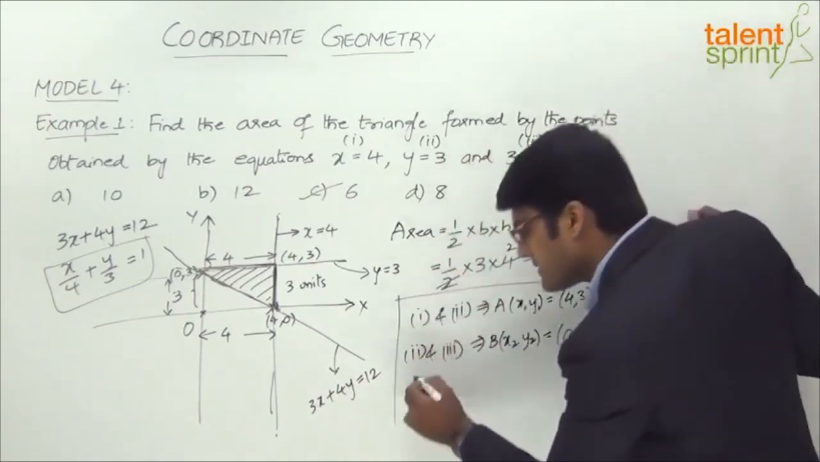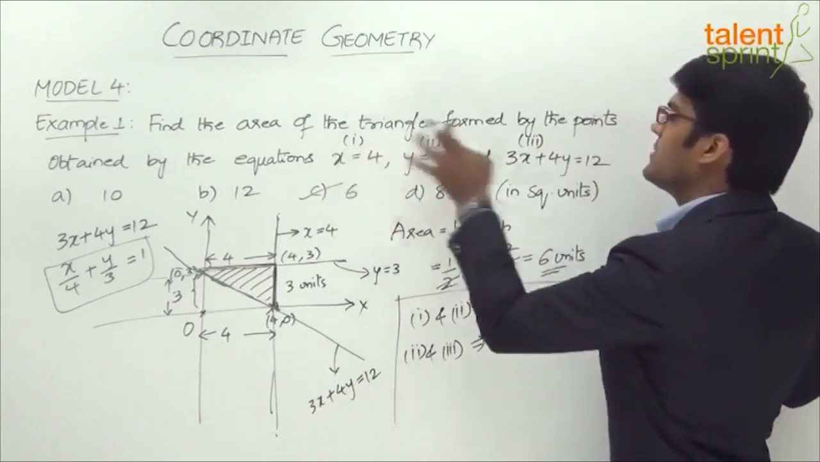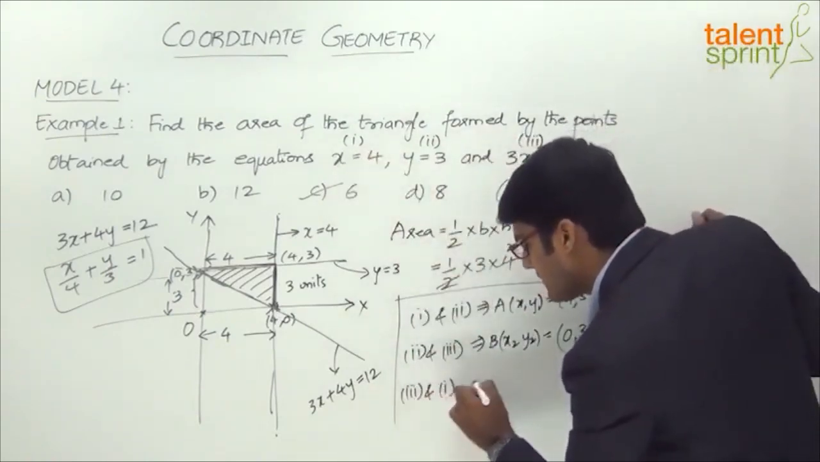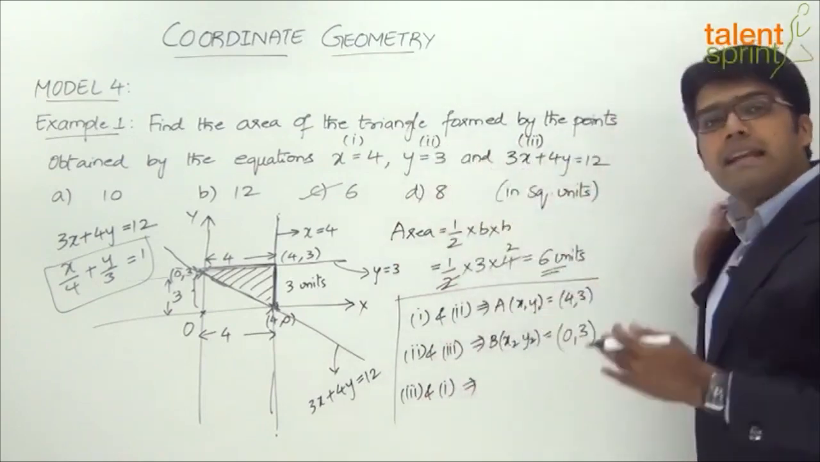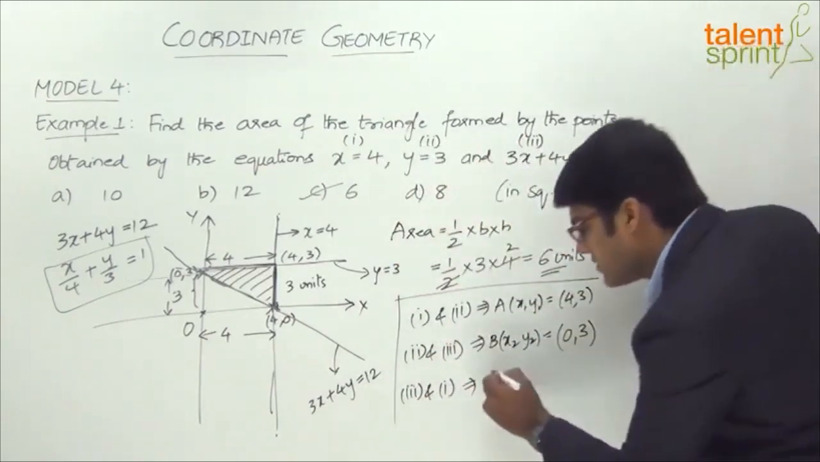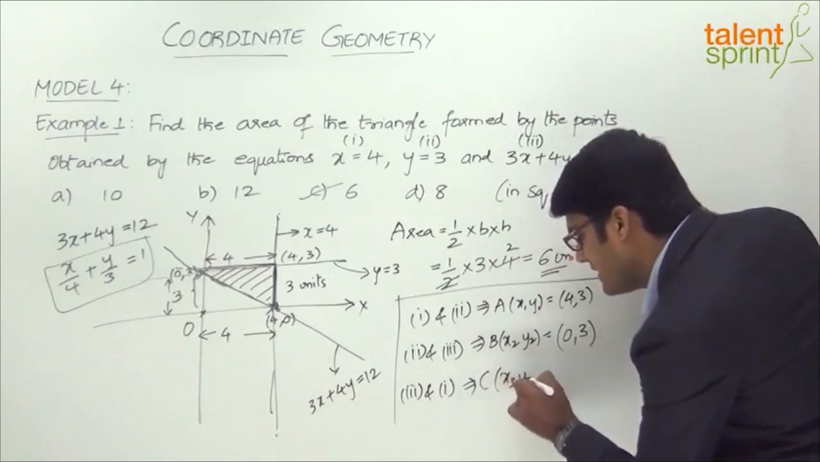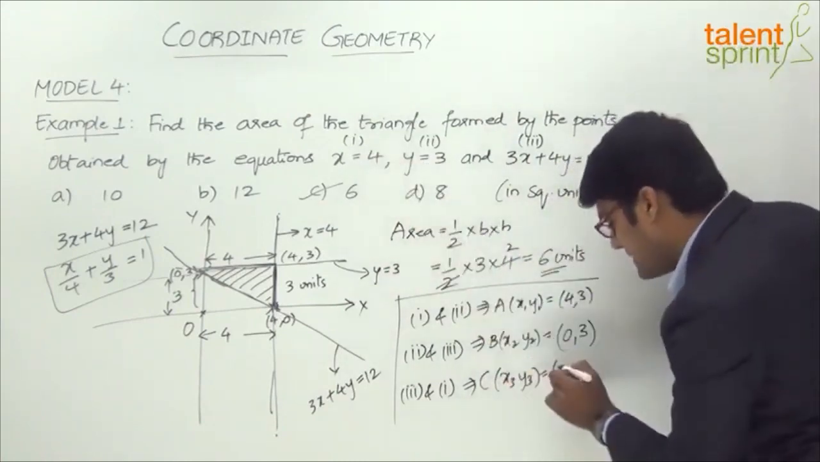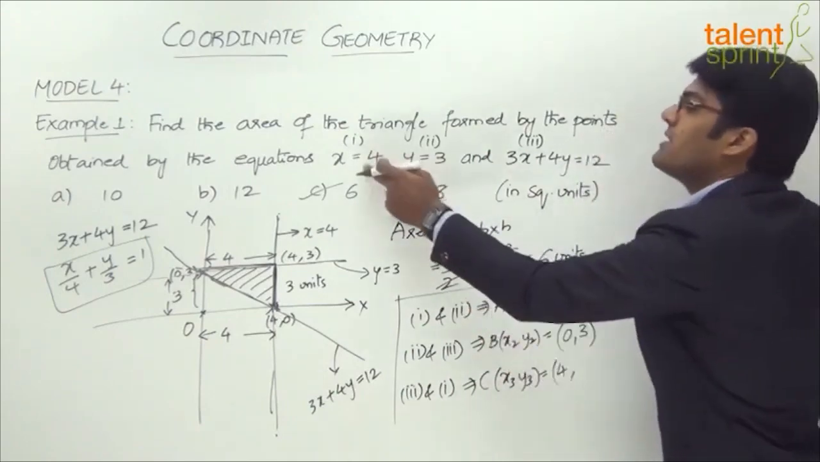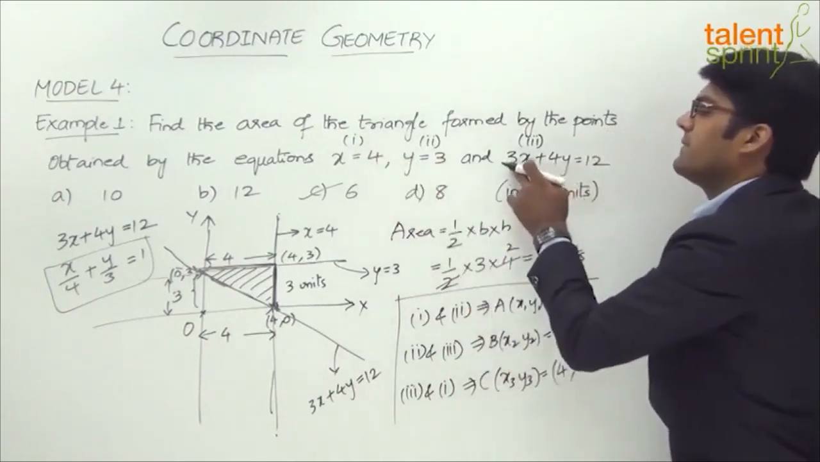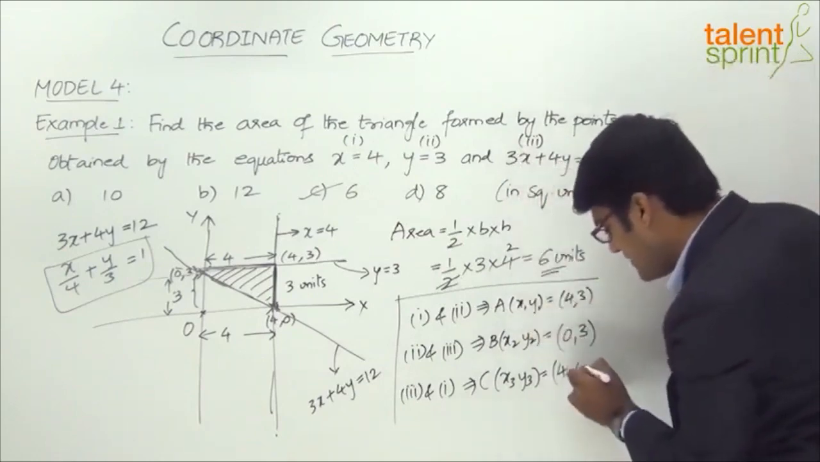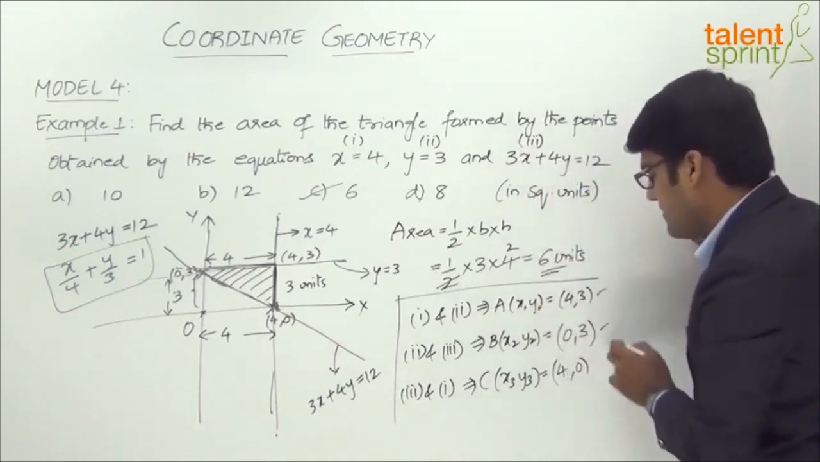And how do we get the third vertex? Solve the third pair of equations, equation 1 and equation 3. Now look at equation 1. It directly says x is equal to 4. So for the third vertex, C, x3 y3, we know that the value of x is 4. It is directly given there. Now if x is 4, how much is y? Substitute x equals 4 here. 3 into 4, 12. If this is 12, y has to be 0. So 4 comma 0. So we have got the three vertices A, B and C.